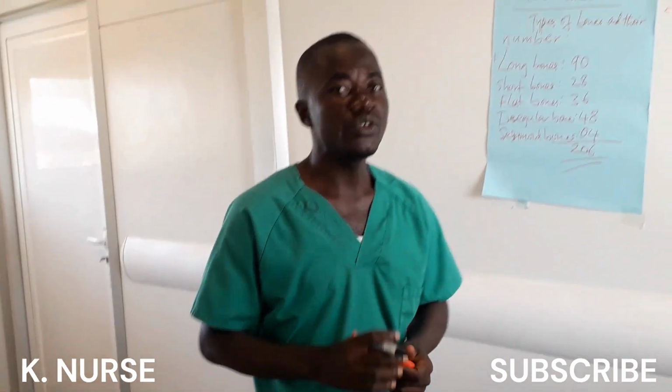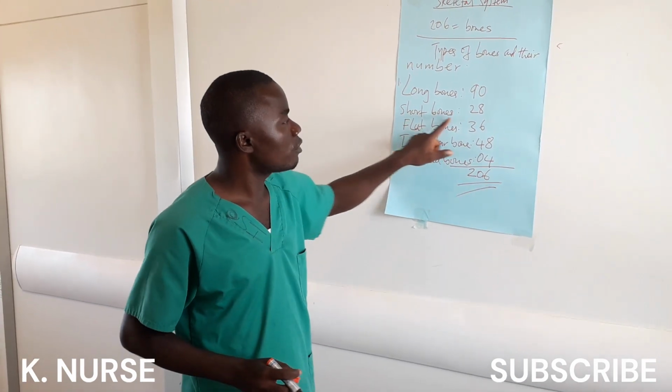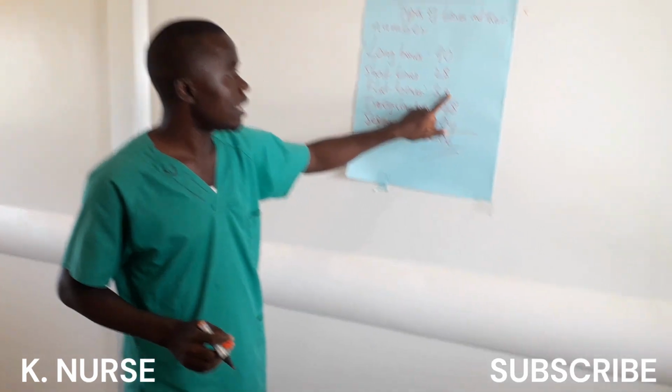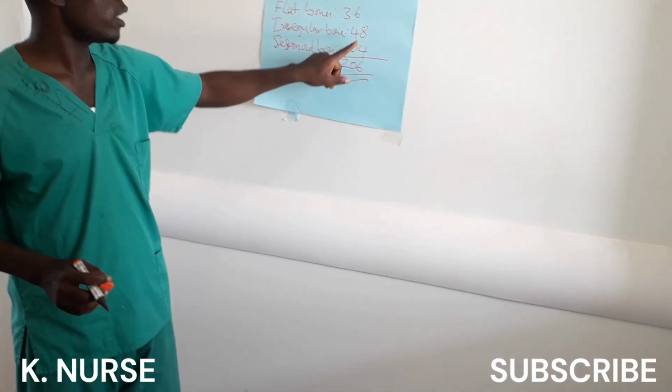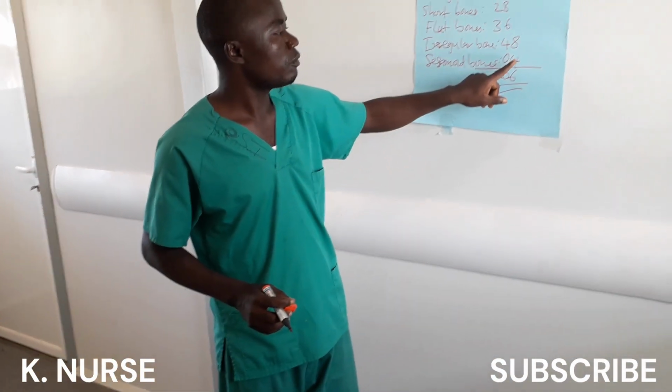In the next video, you are going to know the number of long bones, the number of short bones, the number of flat bones that is made up of 36, the number of irregular bones that is made up of 48, and the number of sesamoid bones that is made up of 4. You are going to know that in the next video.